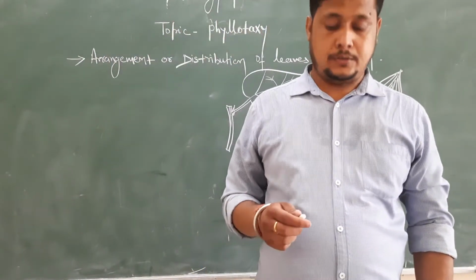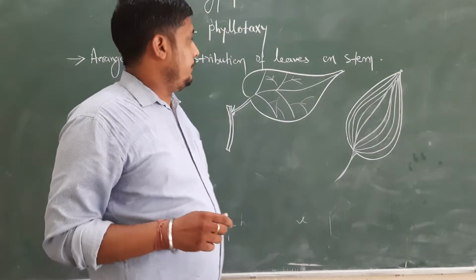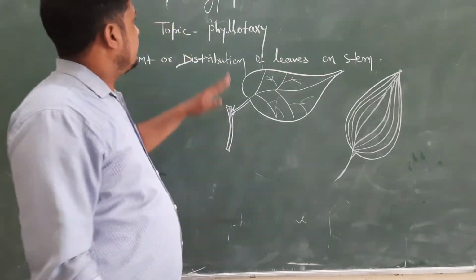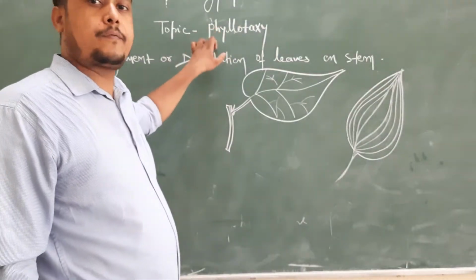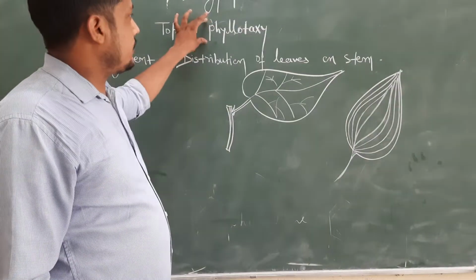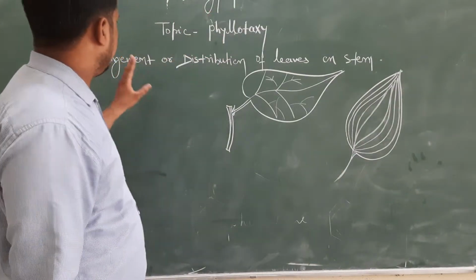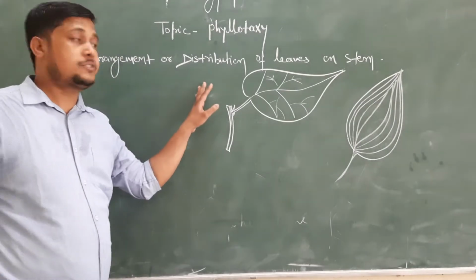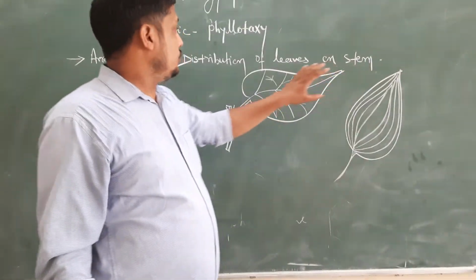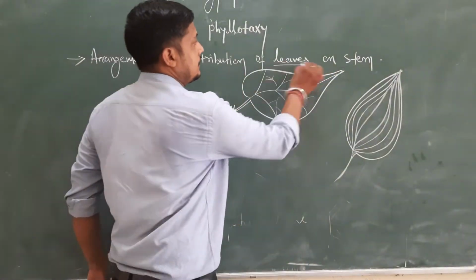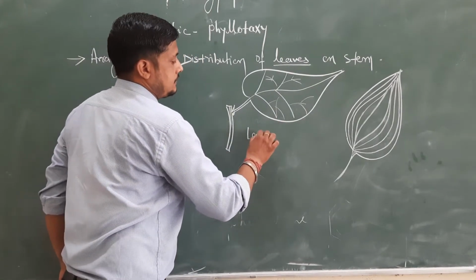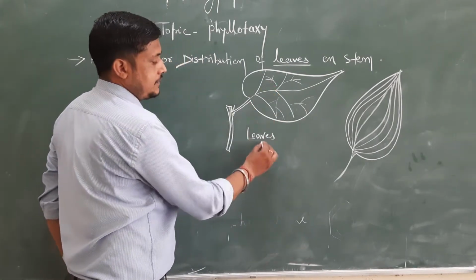Dear student, today we will study phyllotaxy, that is the practical of class 11. Phyllotaxy is the term for the arrangement or distribution of leaves on the stem. You know what leaves are? They are very important parts of the plants. Why are leaves important?